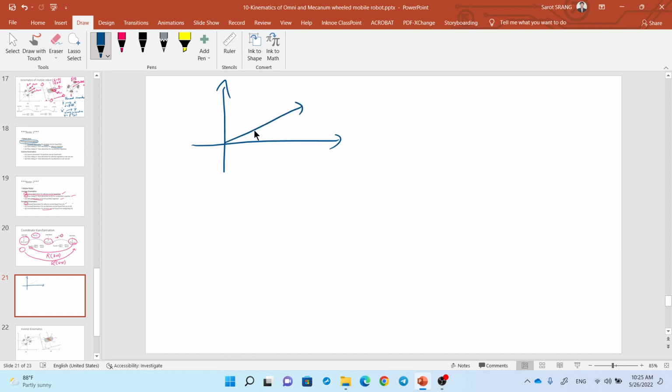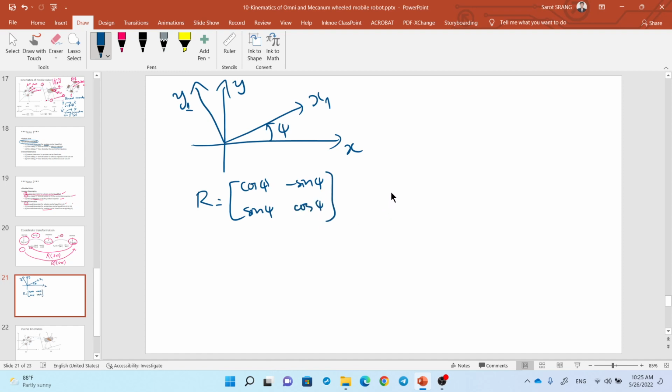Let's say we rotate one frame with respect to another, x to x1, y to y1. If we rotate by psi, R is cosine psi, sine psi, minus sine psi, cosine psi, and R transpose would be cosine psi here and sine psi here, minus sine psi here, cosine psi here, right?